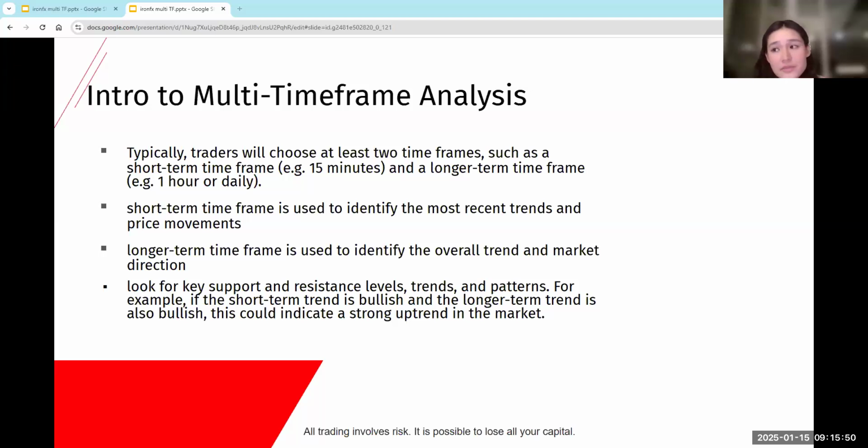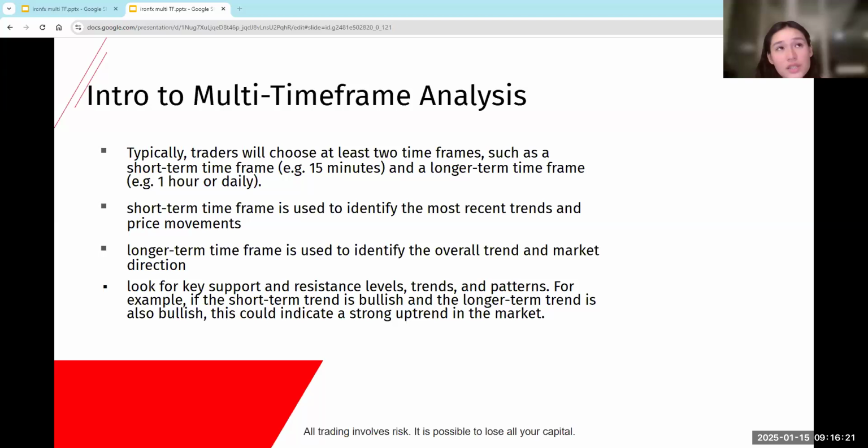So once the time frames are selected, you can then analyze the market from each time frame, looking for key support and resistance levels, like we talked about earlier. You can also look for trends or patterns. For example, if the shorter term trend is bullish and the longer term trend is also bullish, this could indicate a strong uptrend in the market. So you can then use this information to make trading decisions.